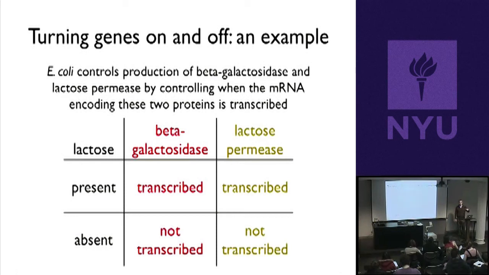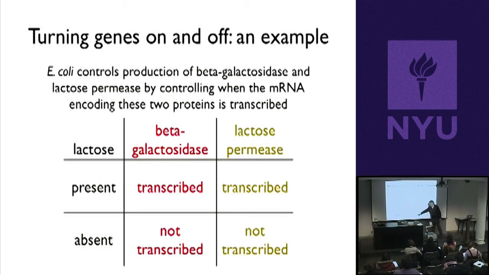Okay, and so the way the production of beta-galactosidase and lactose permease is controlled is that when lactose is present, these two genes are transcribed into RNA, and when it's absent, they're not transcribed. This is basically saying what I said on the last slide, but this is the mechanism. This is how it's actually doing the control. If lactose is present, these two genes are transcribed, and if lactose is absent, the genes are not transcribed.